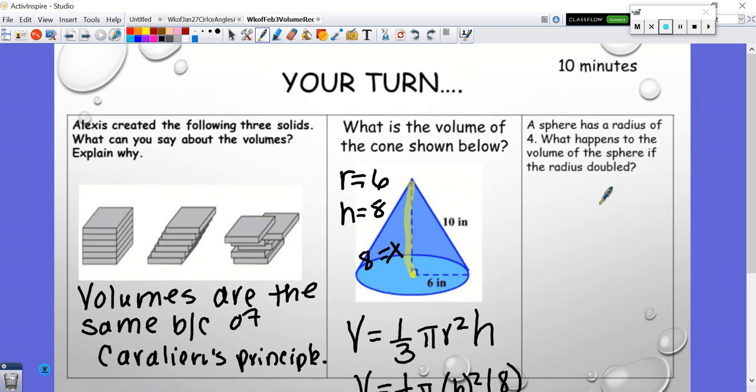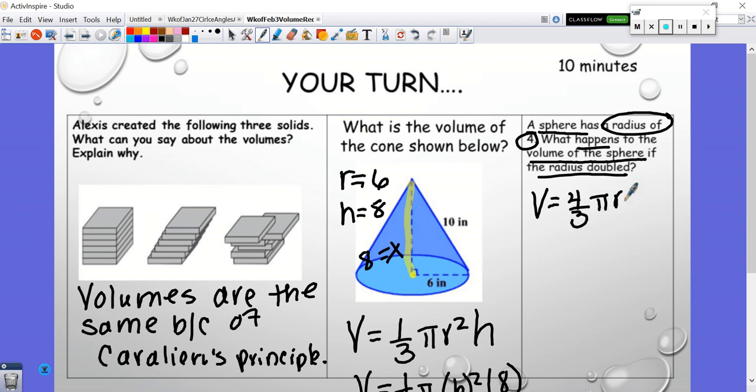So here we have a situation. It says a sphere. So we're talking about a sphere here, and it has a radius of 4. So the sphere, and what's going on with the sphere? Radius of 4. What happens to the volume of the sphere if the radius is doubled? So it wants me to find out what happens to the volume of the sphere if I double the radius. So let's find the volume of the sphere to start with, though. So it's 4/3 pi r cubed.